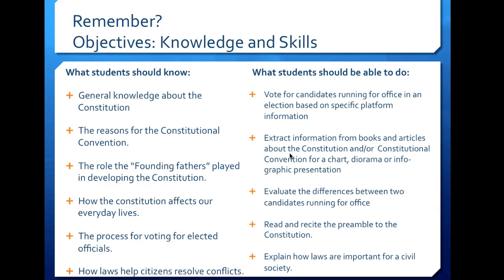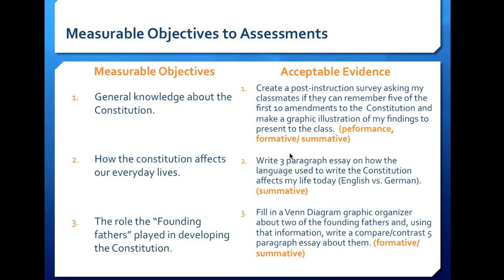How are we going to determine what is acceptable evidence of their understanding of this knowledge and the use of these skills? We've made measurable objectives, again, knowledge and skills. Now we have general knowledge about the Constitution, how the Constitution affects our everyday lives, and the role the Founding Fathers played. We just selected 3 randomly from that original set that you just looked at. So what is acceptable evidence? What are the sources of evidence that tell us the students understand the Constitution?